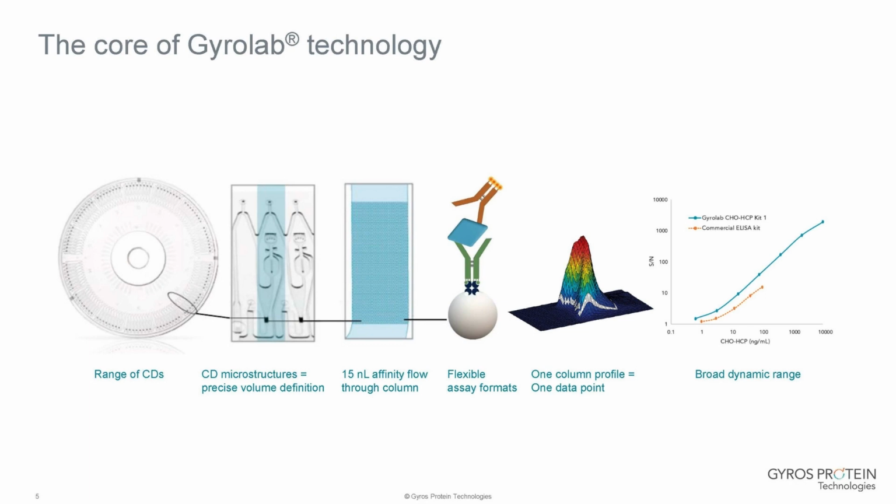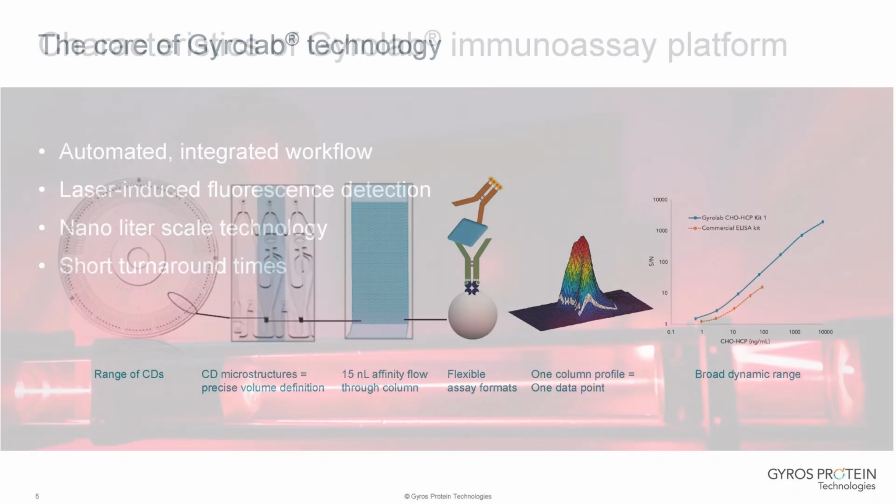And then detection involves laser-induced fluorescence, and this produces a fluorescent profile, a column profile, and this can be seen in the viewer, and it gives an indication of assay binding. And because detection involves laser-induced fluorescence, this gives us good assay sensitivity, but also a broad dynamic range.